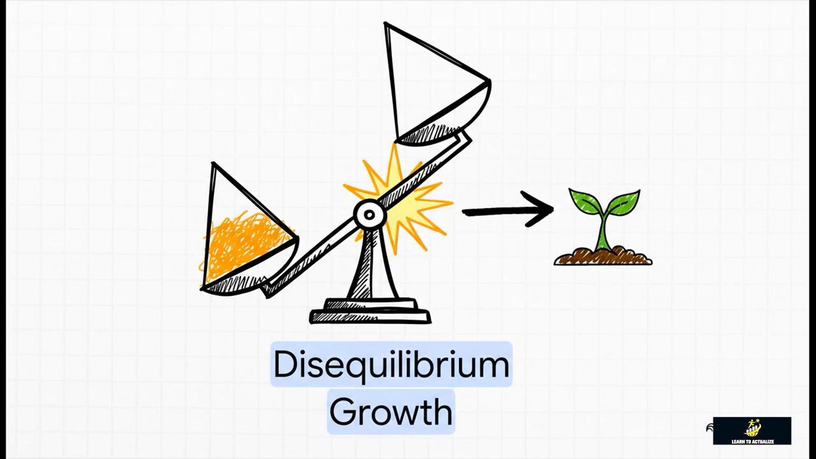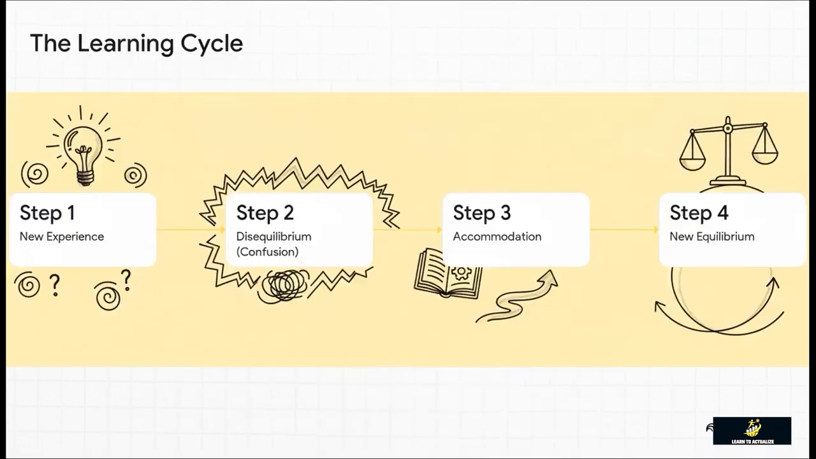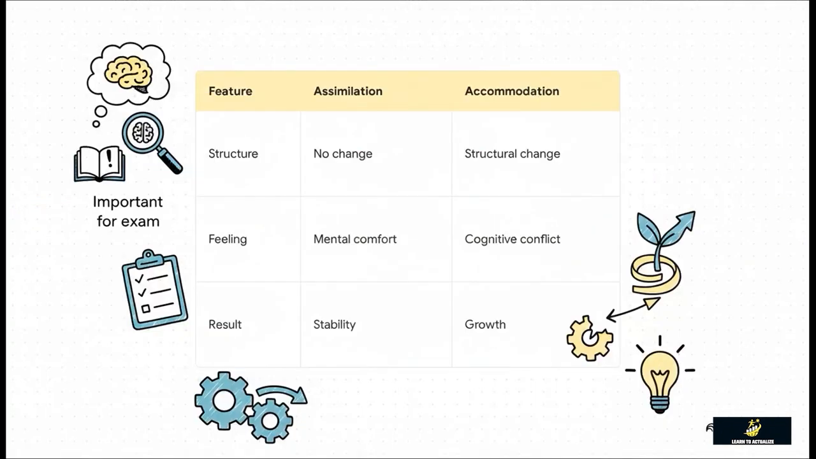That "wait, what" moment of confusion, that's called disequilibrium, and it's the real spark for learning. This confusion kicks off the whole learning cycle, forcing our brains to adapt and understand. Now, if you're studying for an exam, this is gold. Assimilation feels comfortable. Accommodation is where growth happens.